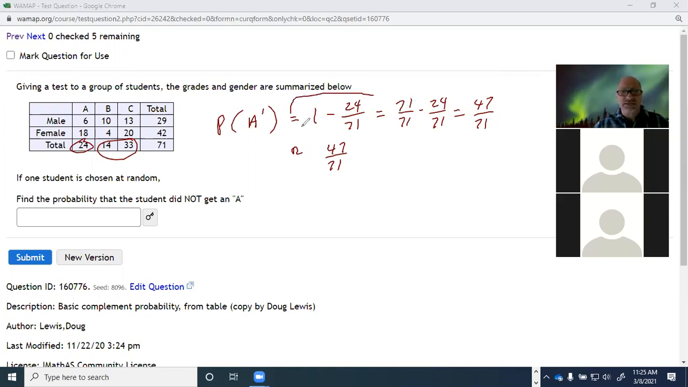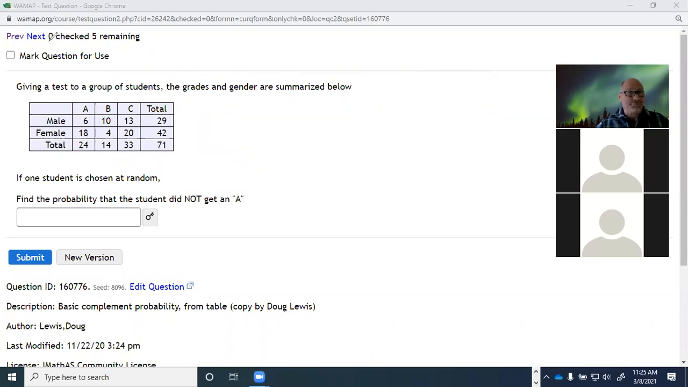Sometimes this is a lot easier because notice here, you only have 14 and 33 as the two other possibilities, but there might be a long list of other possibilities. So it's a lot quicker to just subtract 1 minus the 24 over 71. If there were A, B, C, D, E, F, G, H, I, J, K, L, M, N, O, P, and you wanted not A, why not just do 1 minus the probability of getting an A? It'd be quicker. Okay.